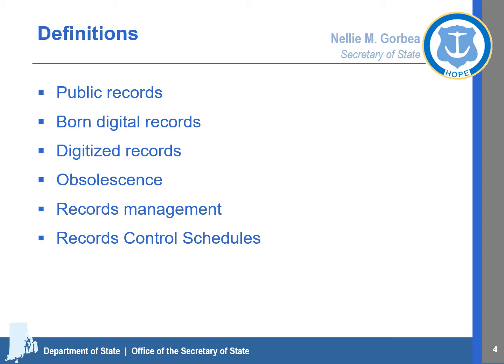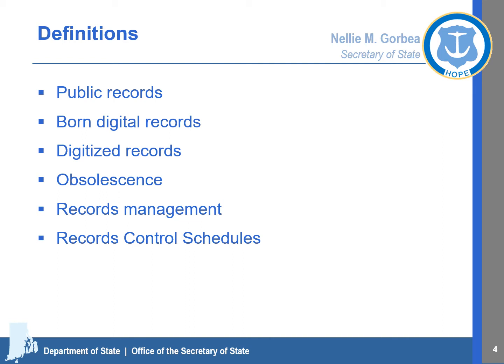Born digital records are records that have been natively created in a digital format, such as email, Word documents, and spreadsheets, whereas digitized records are records that began in a paper format and have been scanned or microfilmed or otherwise digitized so that they are available in a digital format.